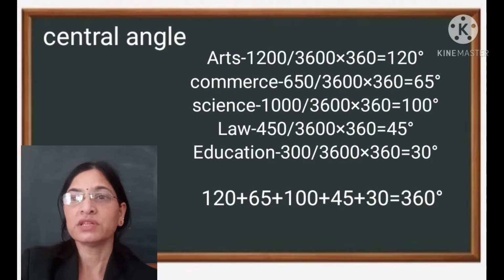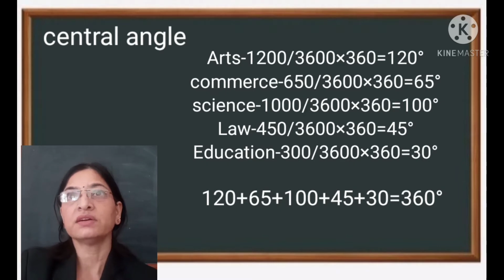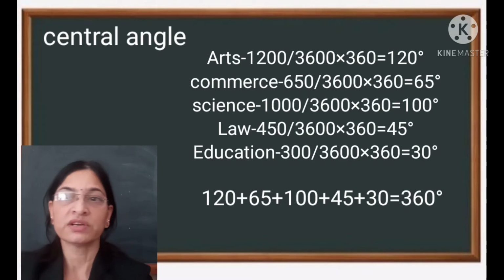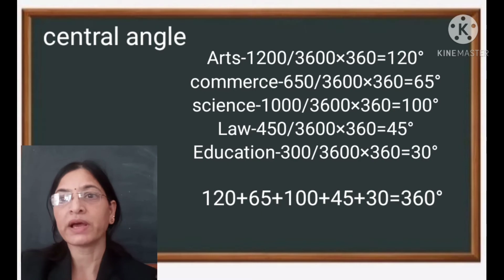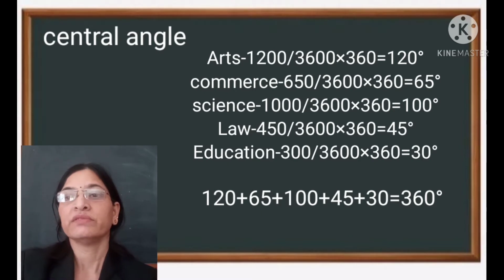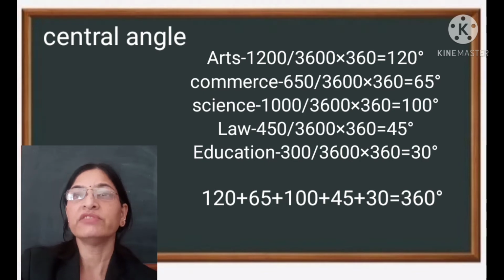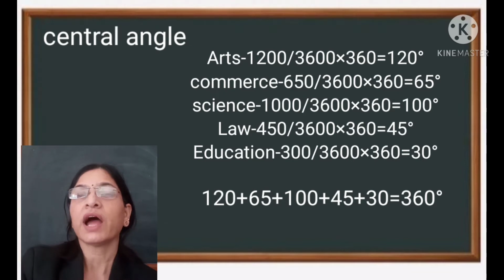The first value given, the number of students in arts, is 1200. So using the formula value of one component upon total value multiplied by 360 degree, we will get the angle 120 degree. Using the same formula, we will convert all these values into degrees to draw the pie chart. And we will get all these values in degrees as 65 degree in commerce, 100 degree in science, 45 degree in law and 30 degree in education.